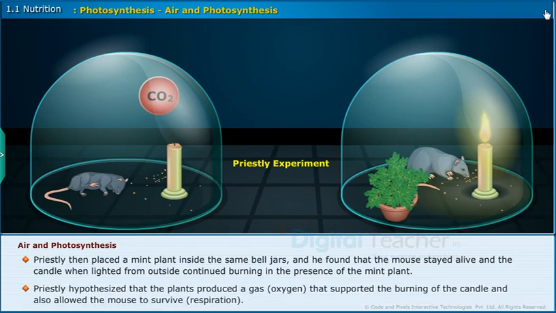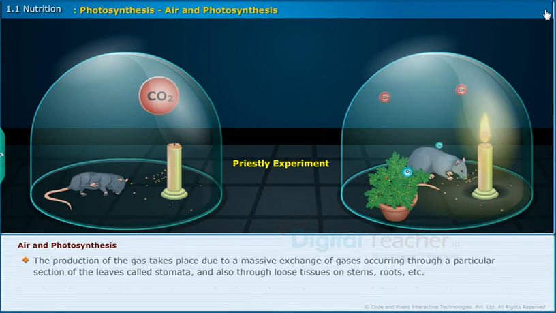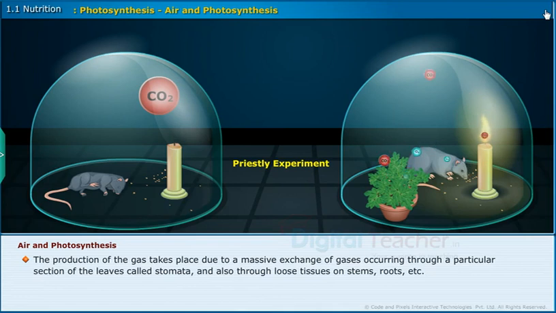Priestley hypothesized that the plants produced a gas, oxygen, that supported the burning of the candle and also allowed the mouse to survive respiration. The production of the gas takes place due to a massive exchange of gases occurring through a particular section of the leaves called stomata, and also through loose tissues on stems, roots, etc.